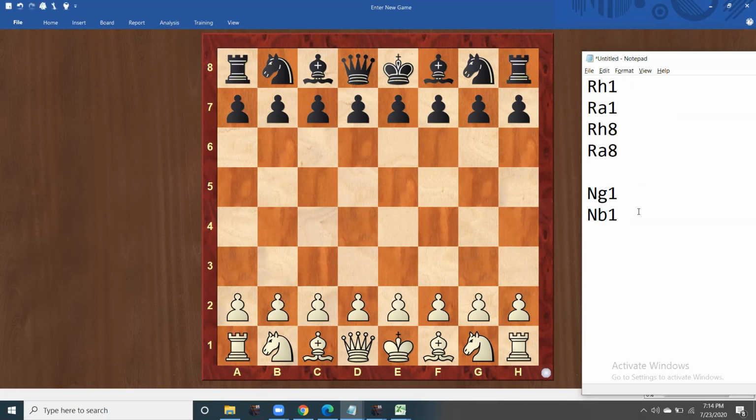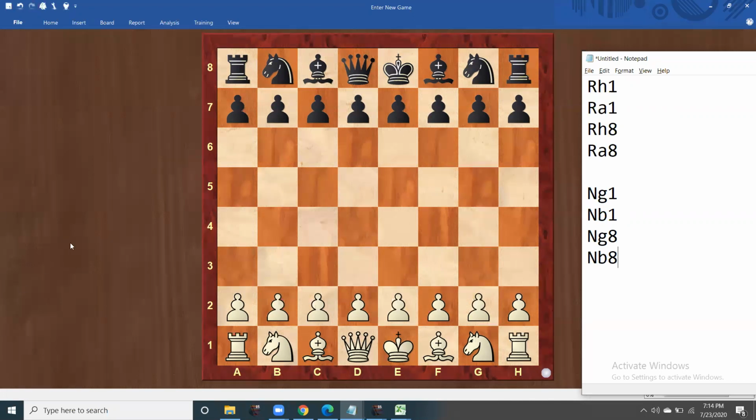This is how you write. The piece name will be in capitals, so knight is denoted by capital N, and the square will be in small letters for the file. Knight b1, and you can say the knight is on g8 and the other knight is on b8. This is how we do it.